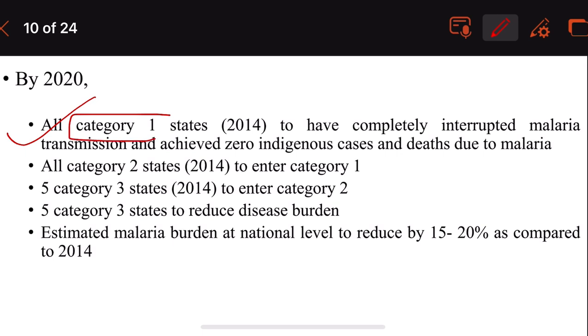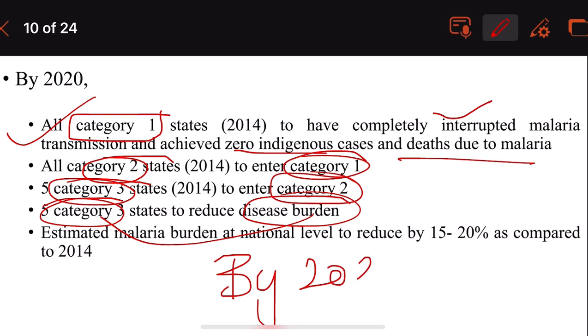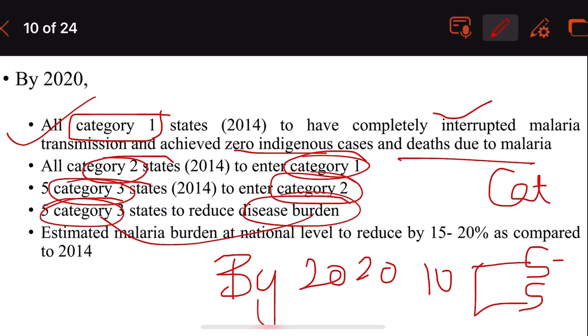All the category 1 have to interrupt the malaria transmission, 0 indigenous cases and deaths due to malaria. Category 2 enter category 1, category 3 enter category 2, category 3 disease burden. I'm sorry for this. Remember, in the first, by the year 2020, when you divide the 10 states into 5 and 5, the 5 states should enter category 2 and the remaining 5 should reduce the disease burden.